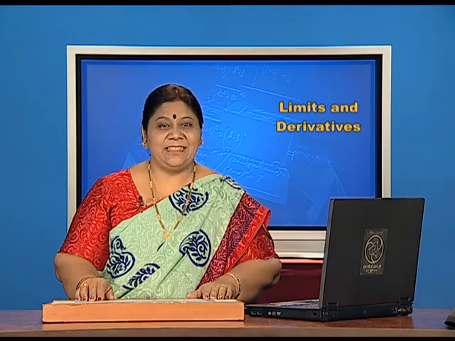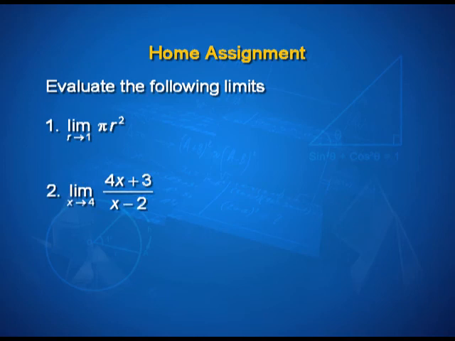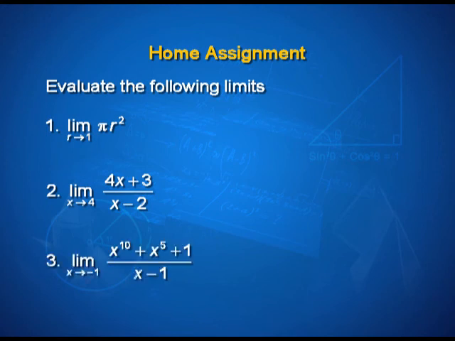Now students, it is time to take up the home assignment. Take down the questions. Evaluate the following limits. Question number 1, limit pi r square as r tends to 1. Question number 2, limit 4x plus 3 upon x minus 2 as x tends to 4. Question number 3, limit x to the power 10 plus x to the power 5 plus 1 upon x minus 1 as x tends to negative 1.